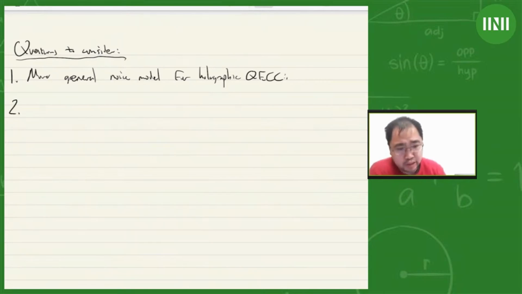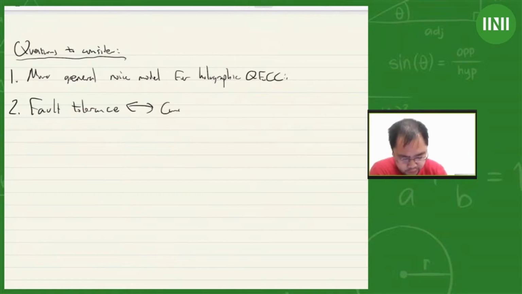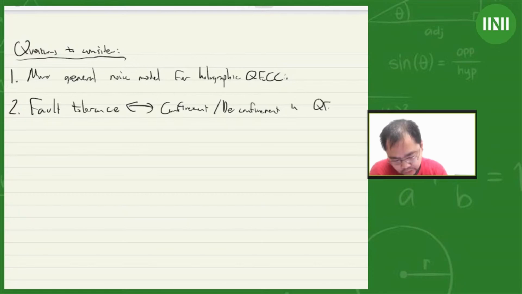The second thing is the thing that I said a lot. Can we prove some subset of a duality, in either direction, between fault tolerance and threshold theorems and confinement-deconfinement? This would obviously, if you could prove this, give you a lot of interesting results.